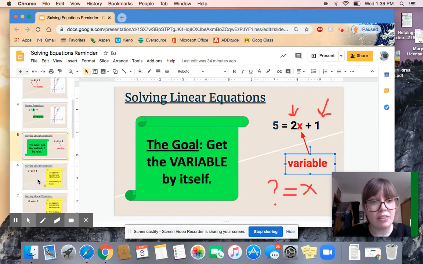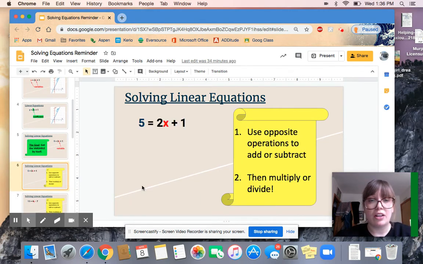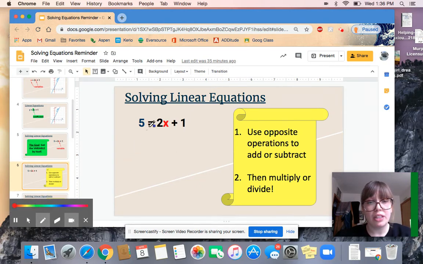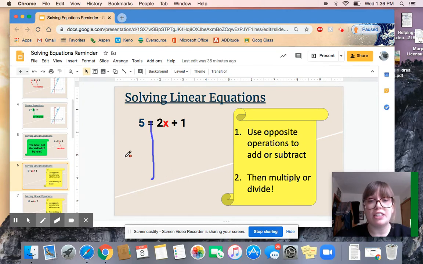So let's figure out how to solve this. All right, here's my equation, 5 equals 2x plus 1. Now I want to get x by itself. To do that, I have to follow my steps. Number 1, use opposite operations to add or subtract. So now the first thing I'm going to be looking for is, you might remember I like to always start by drawing a line down my equal sign because I have a 5 on this side and 2x plus 1 on this side. Now I'm going to be looking for if I have any addition or subtraction.